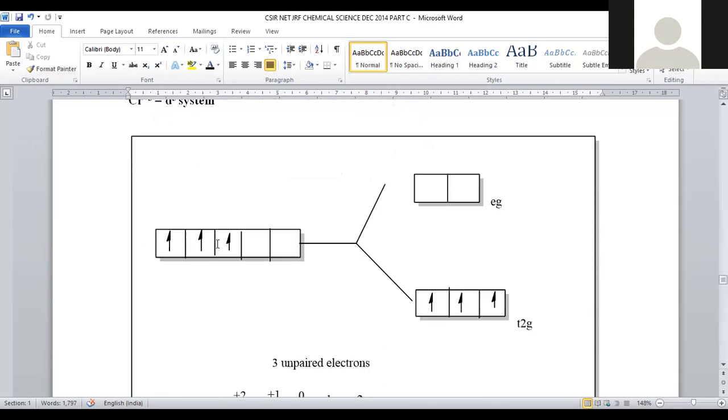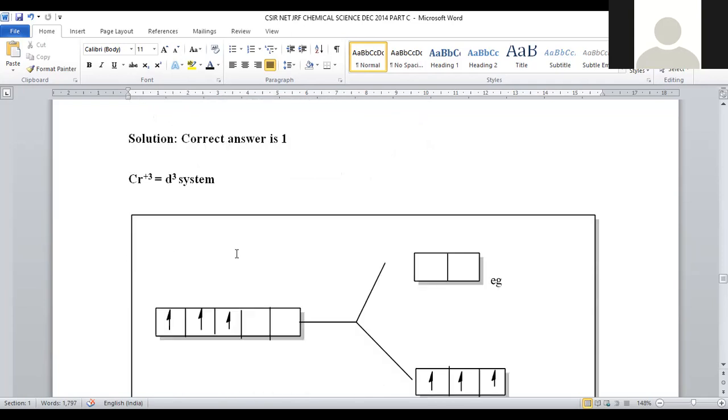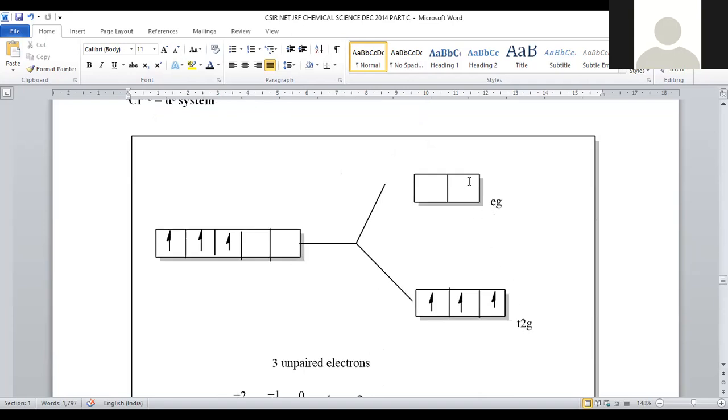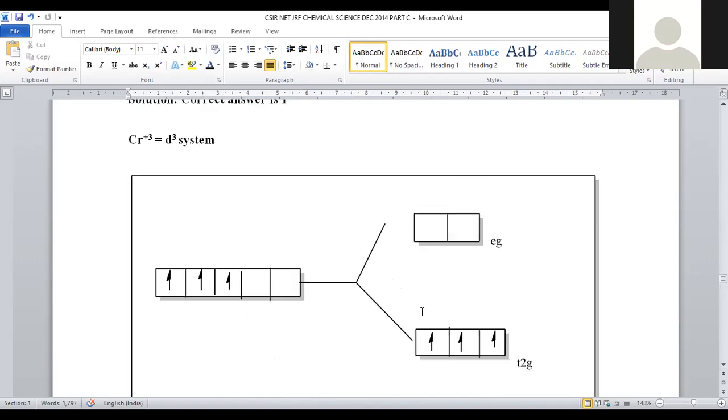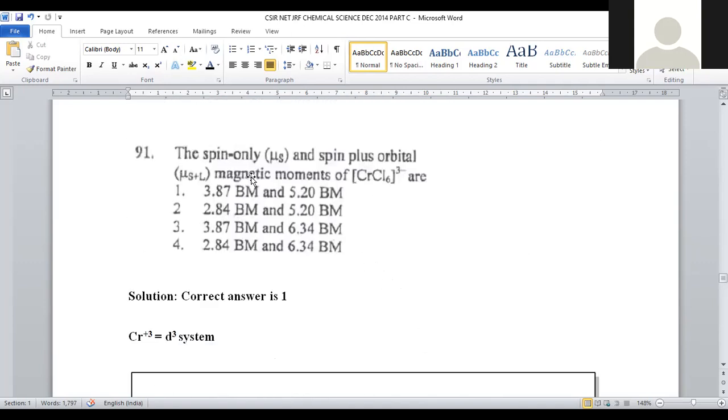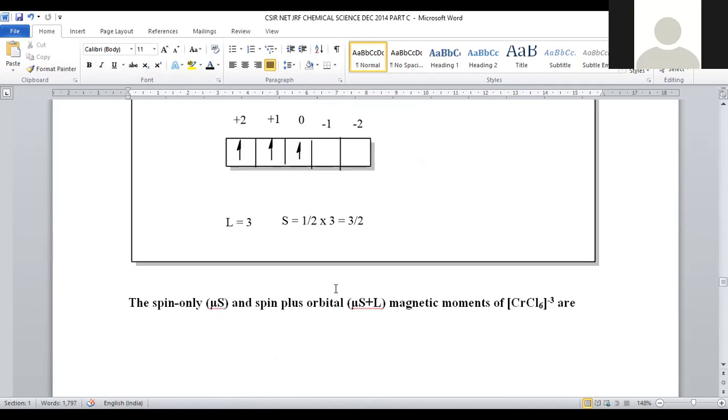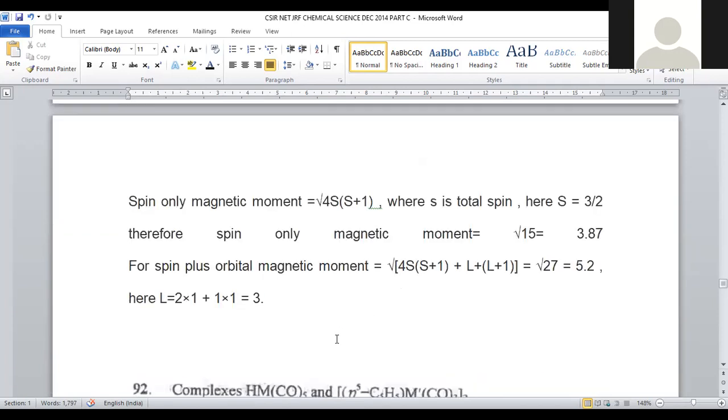So when you see the chromium d3 system, being octahedral, t2g will be the lower level and eg the higher level. The 3 electrons will reside in the t2g orbitals and 3 unpaired electrons will be there. Now for these 3 unpaired electrons, we have to calculate the spin only and spin orbit coupling magnetic moment as well. For that purpose, first we go with the spin only magnetic moment calculation. Spin only is denoted as mu s, and mu s plus l is taken as spin orbit. Let us go with that.